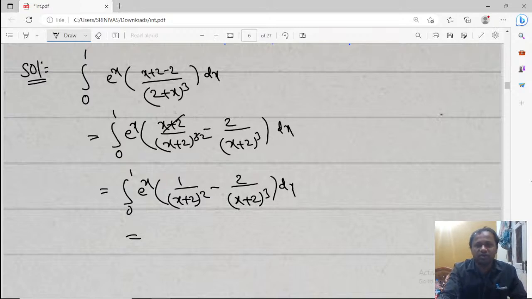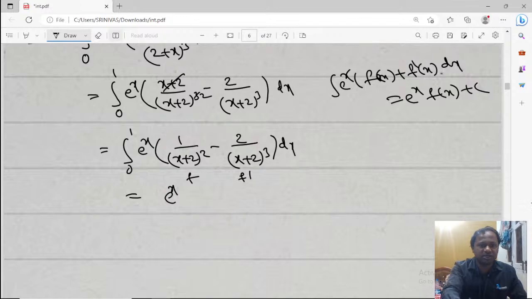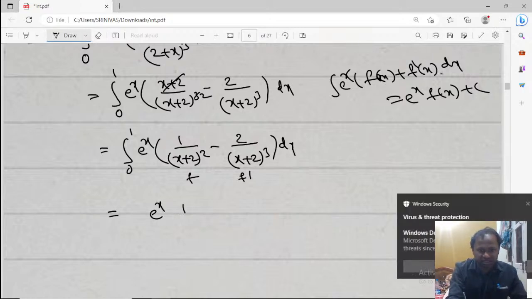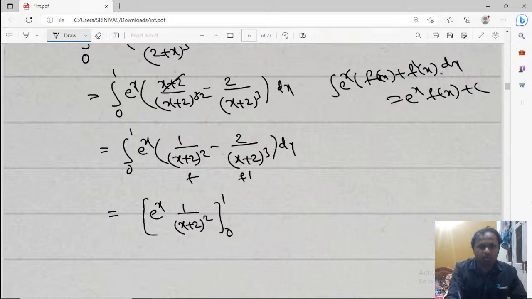It is in the form of, we know, integration of e power x into [f of x plus f dash of x] dx is equal to e power x into f of x plus c. So its value is e power x. This is f and this is f dash. Okay, so that is equal to e power x into f of x, 1 by (x plus 2) whole square, limits 0 to 1.